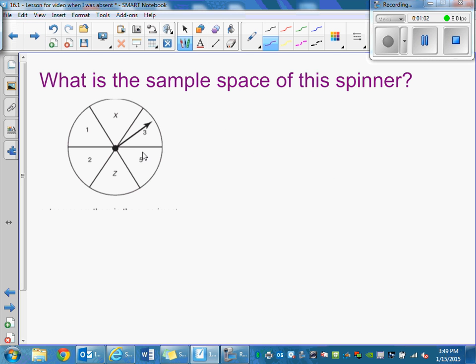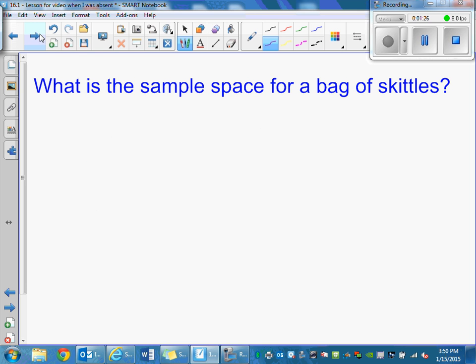So what is the sample space of this spinner? You pause and answer that on your own. Hopefully you got your sample space was X, 3, 5, Z, 2, and 1. I'll do this so my Z and my 2 don't look so close together. So all the possible outcomes is the sample space.